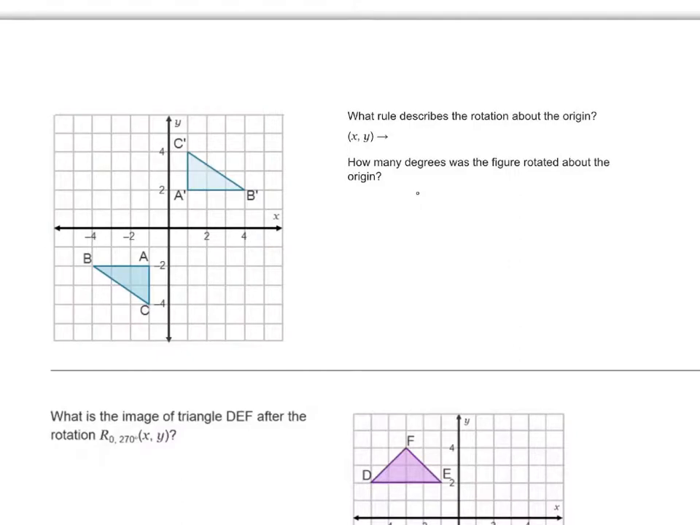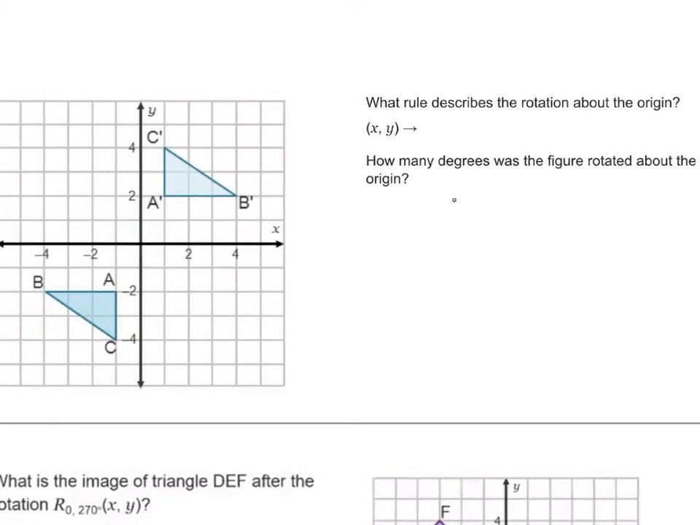On this one, we're given this picture here of a graph, and we're given this original point here, and we want to write a rule that describes the rotation about the origin. So they tell us that it's about the origin. Let's just write this all over here, because it's also going to ask us how many degrees the figure was rotated about the origin. So what I can do is this: I'm going to rotate this about the origin a certain number of degrees, and we have the points x, comma, y, but let's take a look at something.